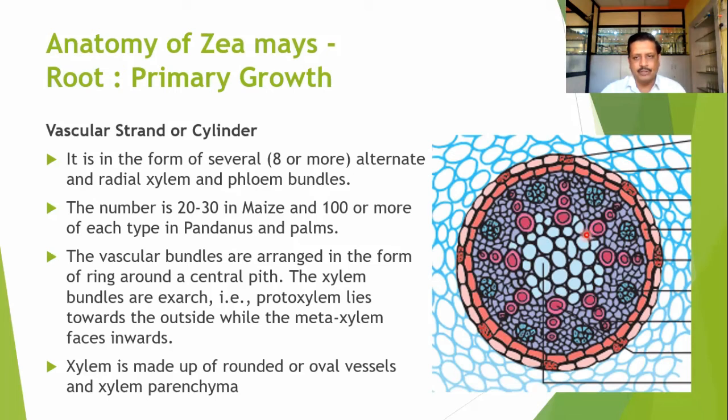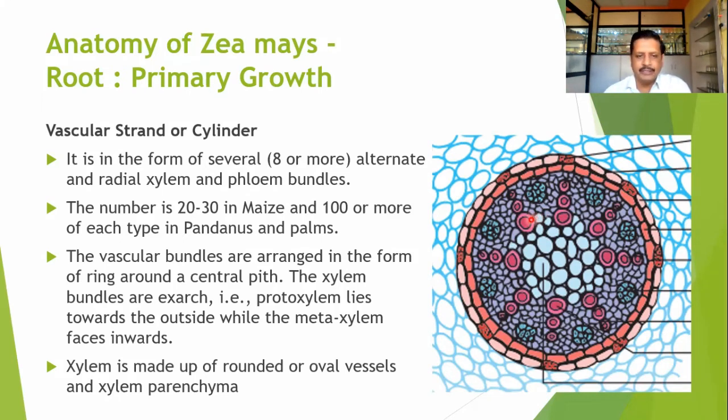So such types of vascular bundles are developed here. The protoxylem lies towards the outside while the metaxylem faces towards the inside. These larger cells are known as the metaxylem elements, and these smaller cells are known as the protoxylem elements. Gradually, these protoxylem elements develop and are converted into metaxylem elements. So this is about the anatomical features of protoxylem and metaxylem elements.